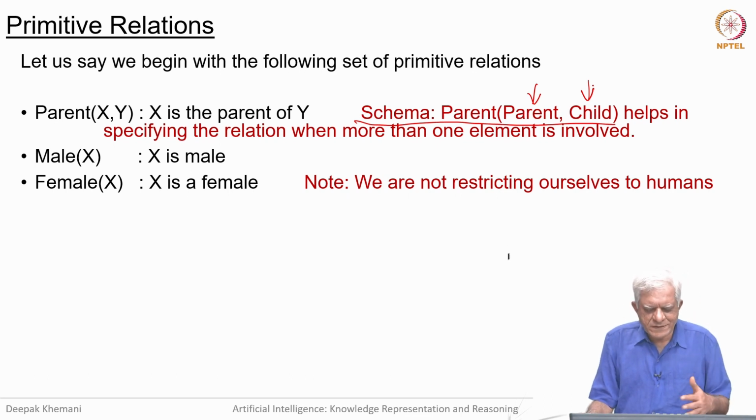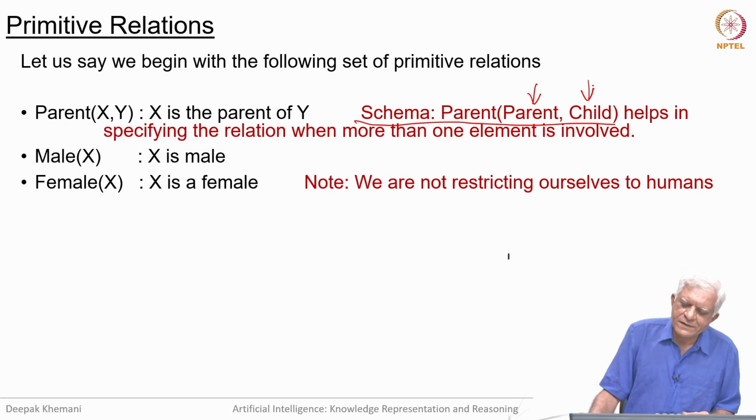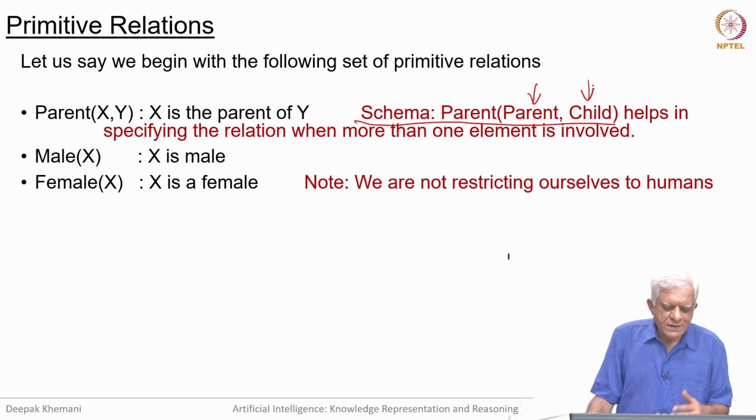Notice that in these relations we are not saying man or woman. When we talked about married, we said man and woman because it is humans who get married, but these relations would apply to any living creatures.